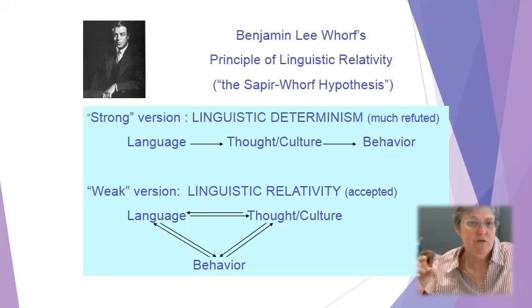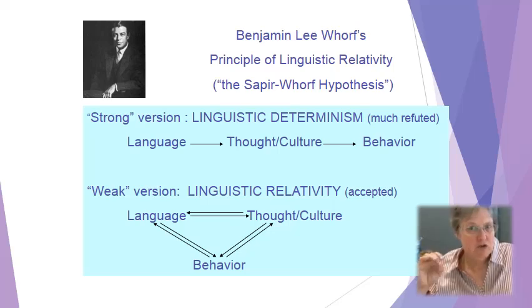So there have been two versions of this that have developed over time, and not just in linguistics, but in philosophy and psychology and many other social science fields. The first is sometimes known as the strong version, although neither of these are named as such by Sapir or Whorf or others. The strong so-called version of the Whorf-Sapir hypothesis, okay, is known more accurately as linguistic determinism.